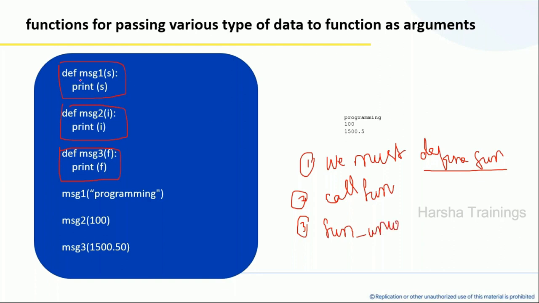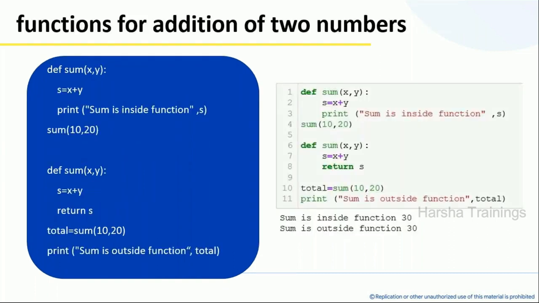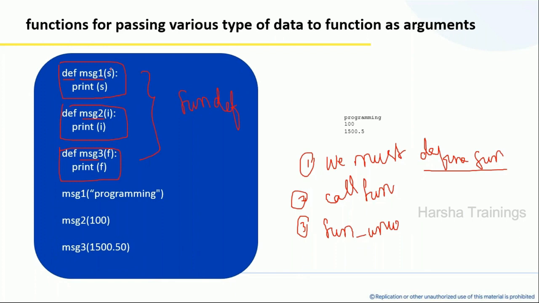That means if you look here, the first function name is message1, the second function name is message2, the third function name is message3, and these three are called function definitions. These function definitions start with the keyword def, followed by the function name, followed by parentheses, and they have some arguments. Whatever arguments we have here are called formal arguments. Then I have three function calls.